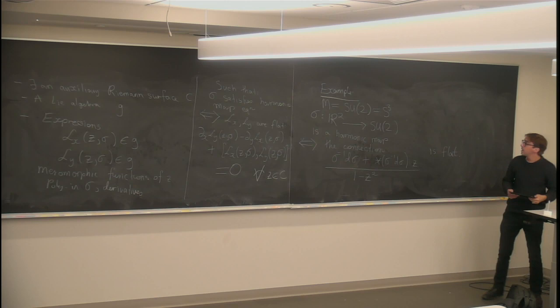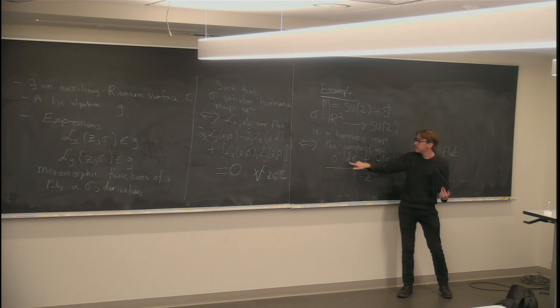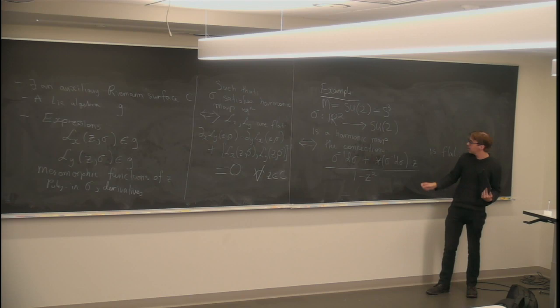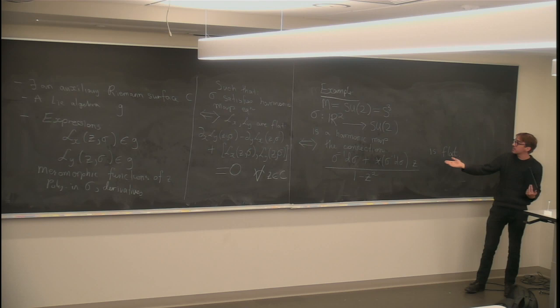So what's going on here? d sigma is an element of the tangent space of SU2 for every point. So sigma inverse d sigma, I'm just moving it to the identity. So this is really a matrix, an element of the Lie algebra su2. And I can also form the Hodge star, because this is a one-form with two components valued in matrices, that can build this expression. And a little bit of algebra will tell you that the harmonic map equation is equivalent to this being flat.